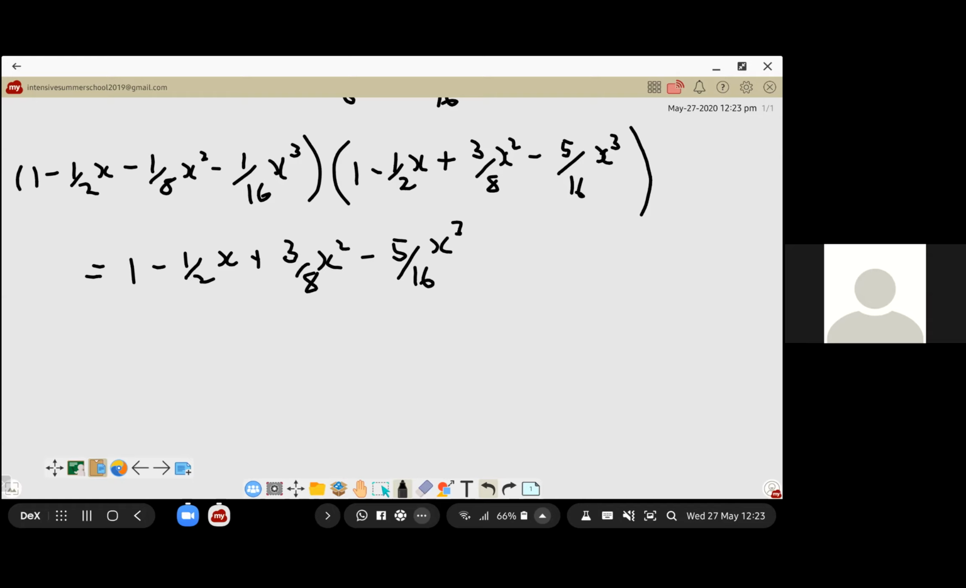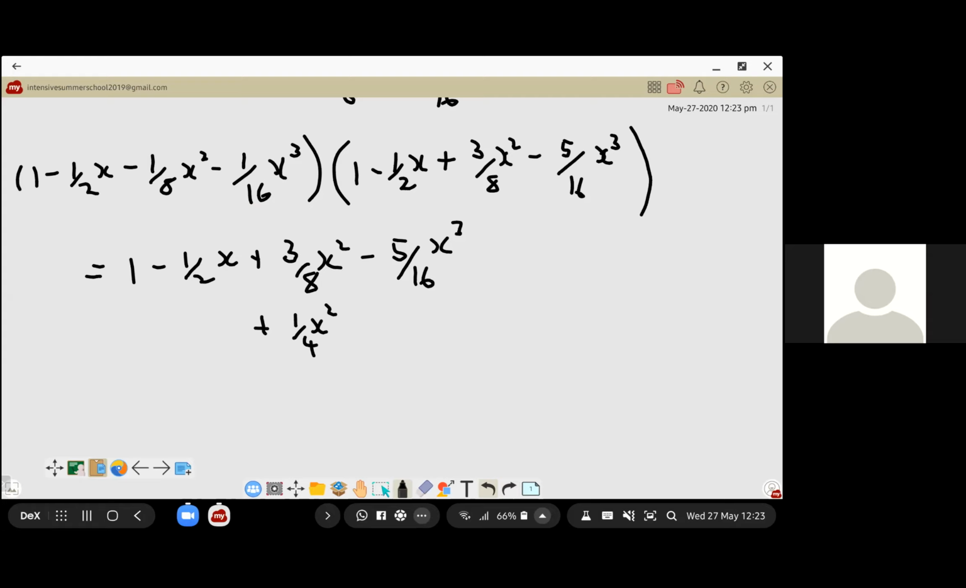So when we come and do negative half times half x will give us what? So now we are using negative half to multiply. Are you following? Yes, sir. So negative half times half x will give us what? Positive 1 over 4 x squared. So we'll come and put it under the x squared part. So 1 over 4 x squared. Are you following? Yes, sir. Good.